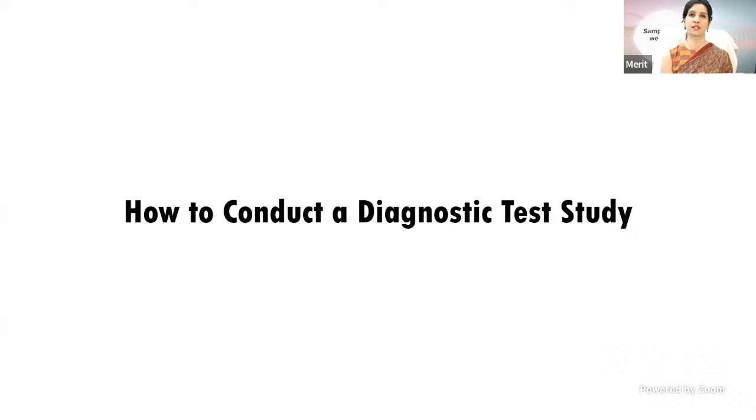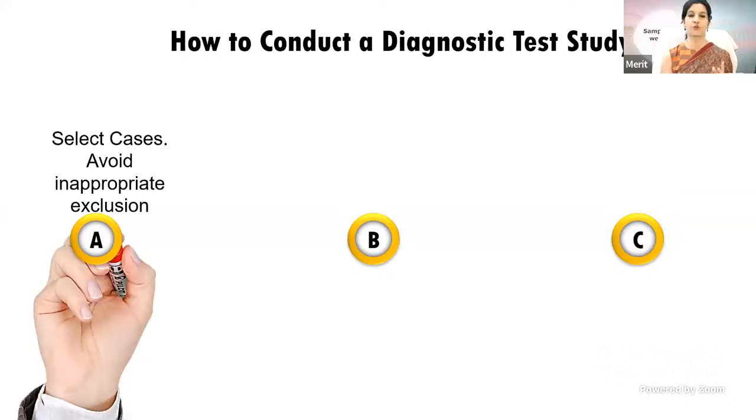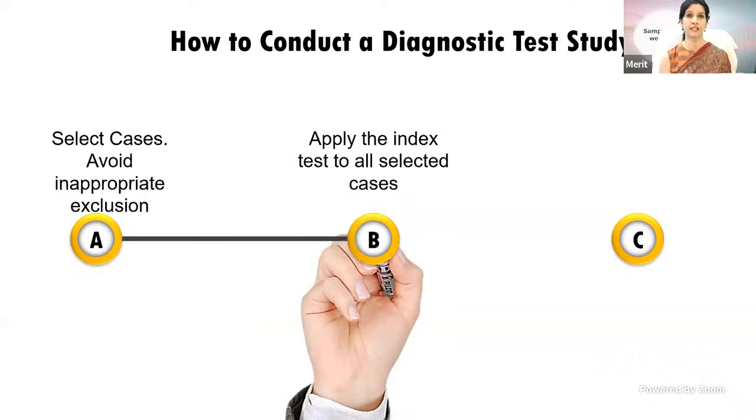Now, how to conduct a diagnostic test study? We will discuss a few options for how you can plan a diagnostic test study. This is a general guideline. Generally, we start with the cases. So we select cases, and in this we avoid inappropriate exclusion. We have very strict inclusion and exclusion criteria, and based on that we select cases. After we have selected the cases, we apply the index test to all selected cases.